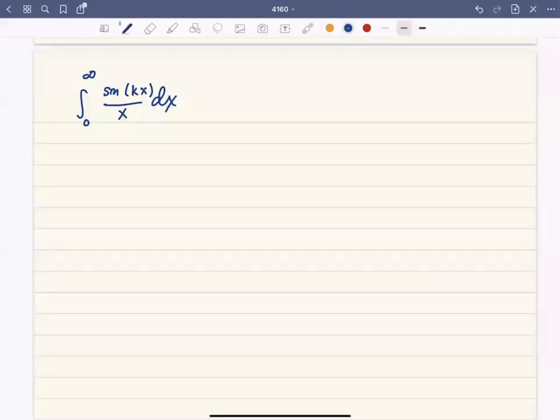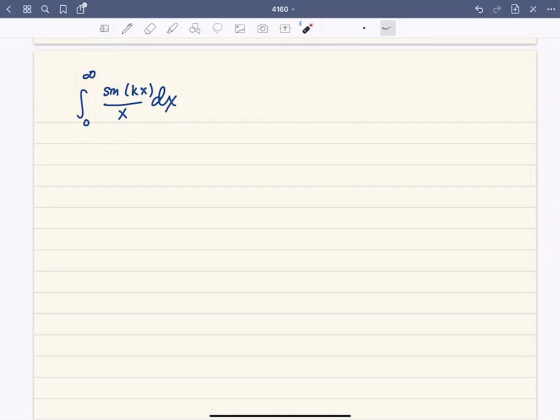So in this video, what I wanted to do is to talk about this integral of sine of kx over x. We're going to integrate from 0 to infinity. This is an improper integral for two reasons. One is that sine of x over x is not well defined at 0, so you have to be a little careful there, even though that's a removable discontinuity. And you have an improper integral again because this is the limit as x goes to infinity.